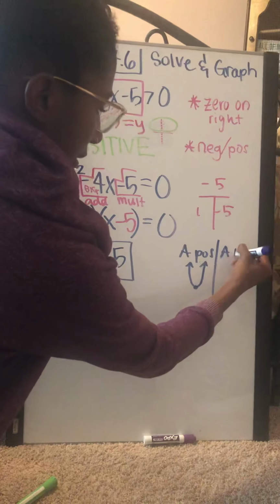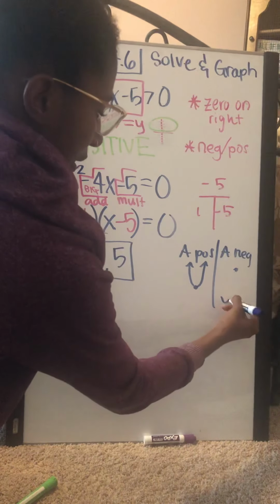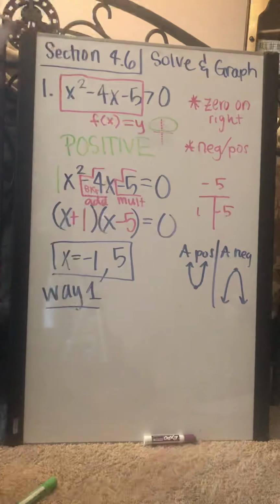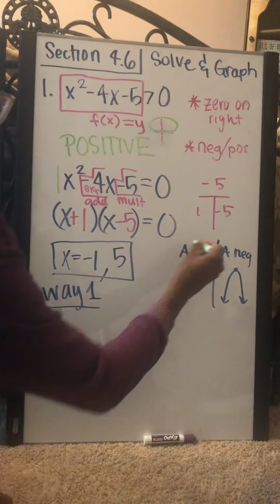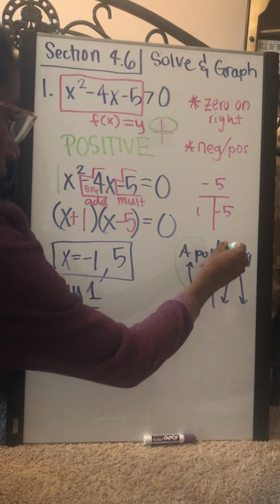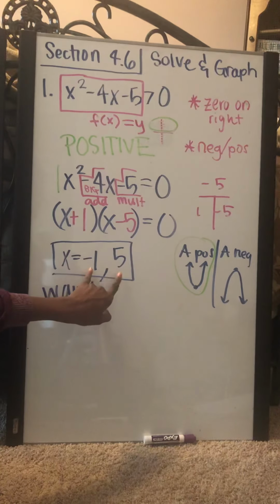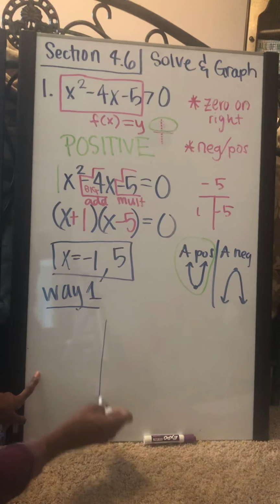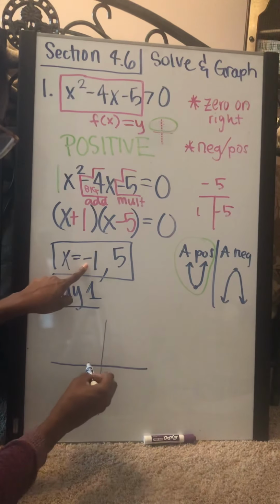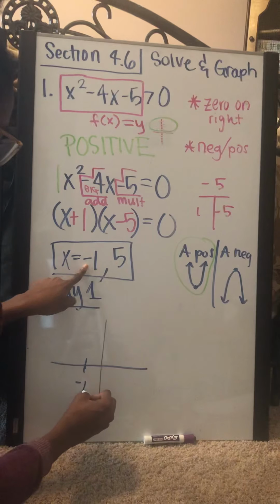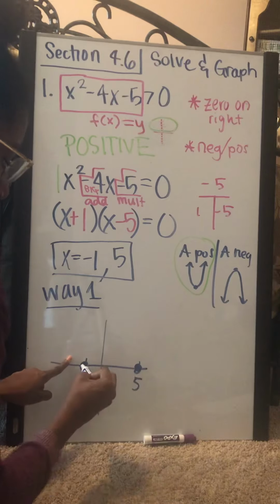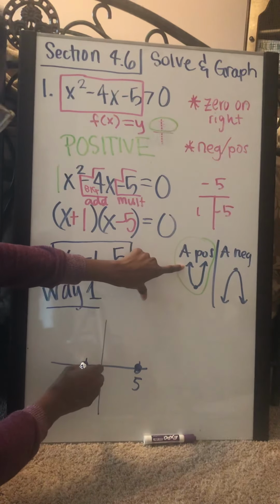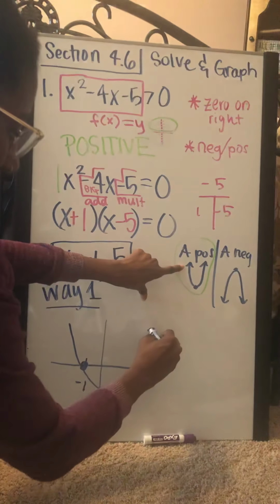And when our a is negative, we are pointing down, so we have a max at the vertex. Since our a is +1, we are going to be pointing upward. Essentially what we have found here are our critical values, and that is where it's going to cross the x-axis. So we know when x is -1 and when x is +5, that's where our graph is crossing the x-axis.